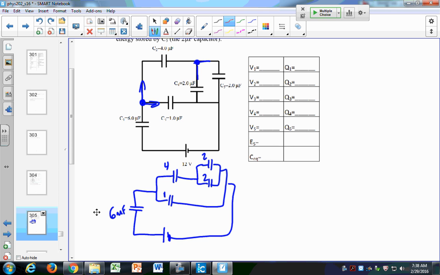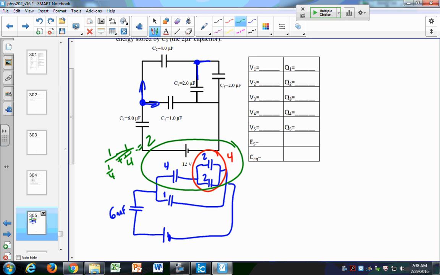So what is going to be my equivalent of this top branch right here? I have a 4 and a 4, right? So that's going to give me a 4 and a 4 in series, which is going to be 2. So these combine here to give me 4 microfarads, and then these combine here, a 4 and a 4 in series. That's 1 over a quarter plus a quarter, which is equal to 2. So that gives me 2 microfarads.